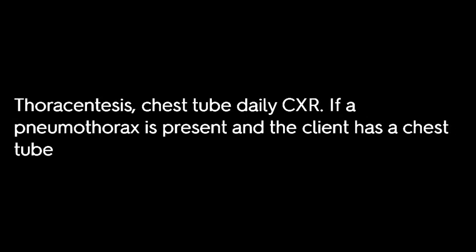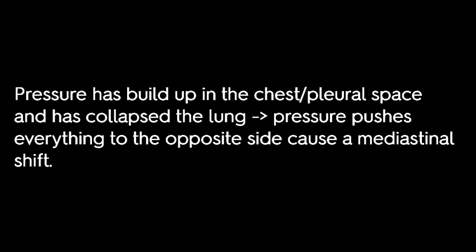If a pneumothorax is present and the client has a chest tube, what type of bubbling would be expected in the water seal chamber? Intermittent bubbling. What causes a tension pneumothorax? Trauma, PEEP, clamping a chest tube, or taping an open pneumothorax on all four sides without an air valve. What happens during a tension pneumothorax? Pressure has built up in the pleural space and has collapsed the lung. Greater pressure pushes everything to the opposite side, causing a mediastinal shift.